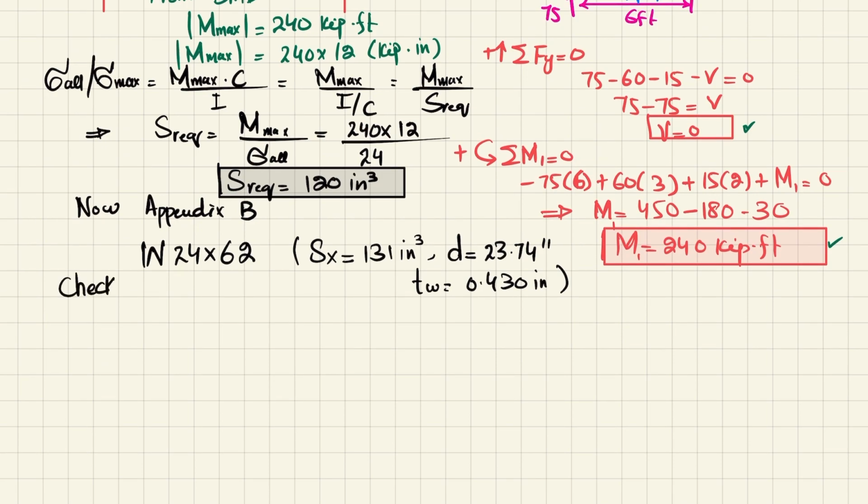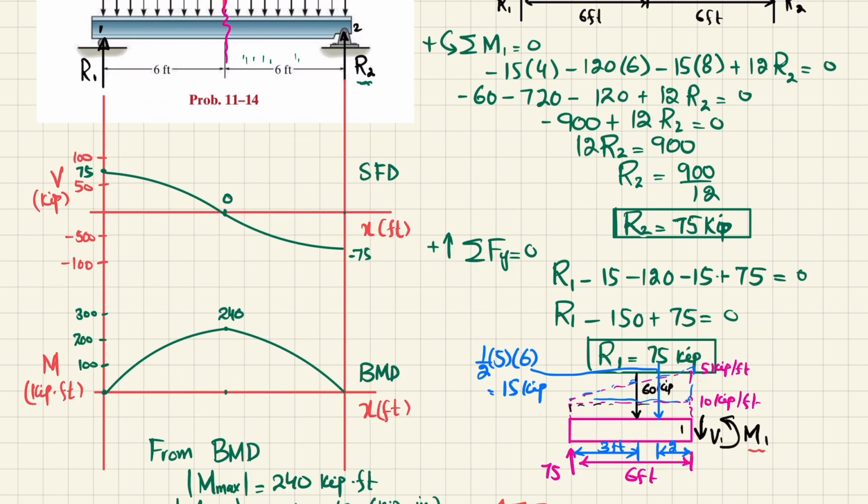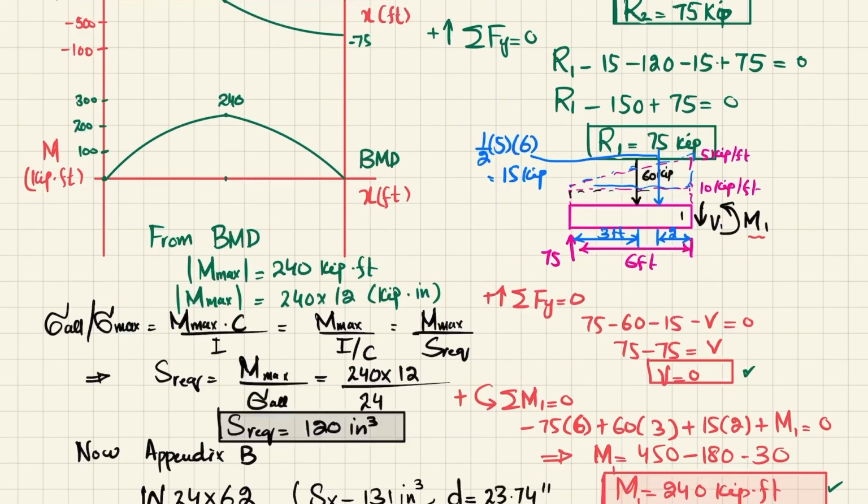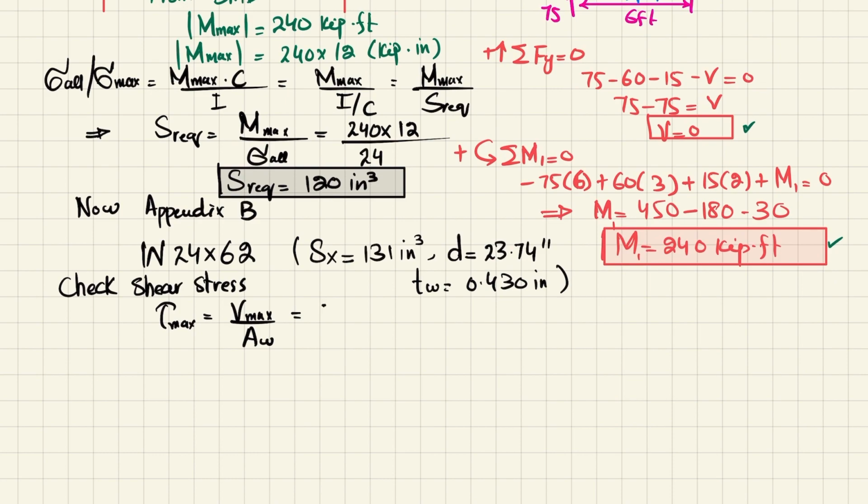So check shear stress. We know that maximum shear stress is equal to maximum shear force divided by area of web. So maximum shear force is 75 from the shear force diagram. So 75 divided by area of web, which is depth 23.74 into thickness 0.430. So when you calculate it, it will be 7.35 KSI.